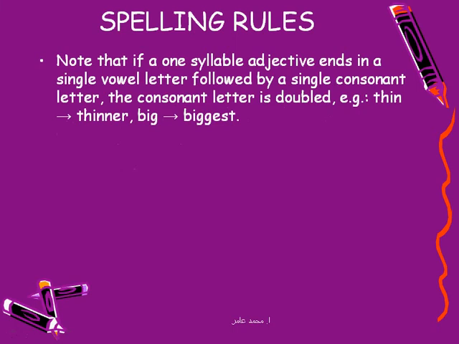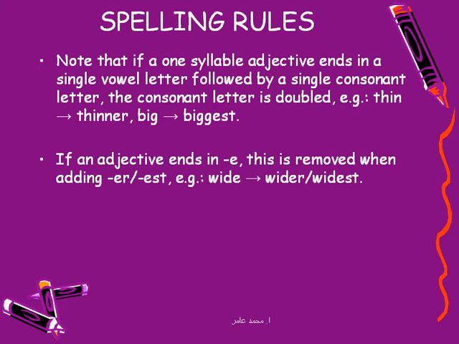Spelling rules. Note that if a one-syllable adjective ends in a single vowel letter followed by a single consonant letter, the consonant letter is doubled. For example, thin, thinner, big, bigger, biggest.